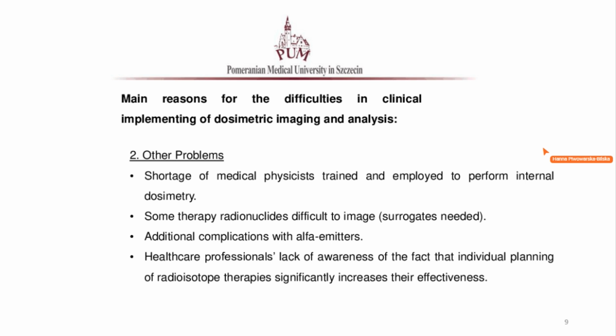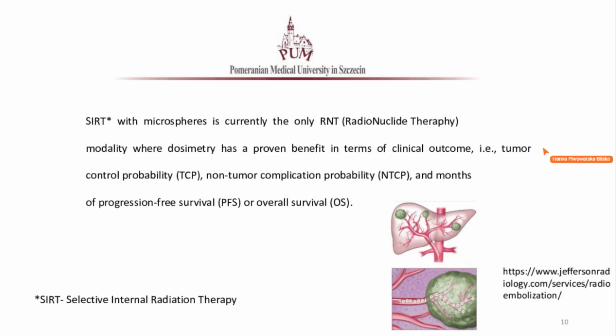This is the shortage of medical physicists that are trained, and some of the therapy radionuclides are difficult to image. For instance, the distribution of alpha emitters in the body of the patients is very hard to obtain. And last but not least is the lack of awareness among healthcare professionals that individual planning of radioisotope therapies really increases the effectiveness.